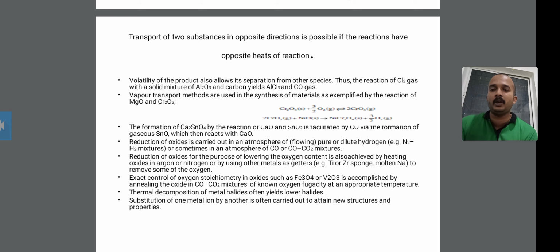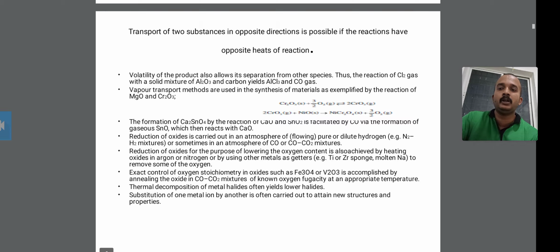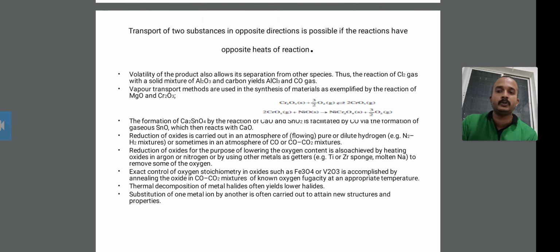Thus, the reaction of Cl2 gas with the solid mixture of Al2O3 and carbon gives AlCl3 and CO gas. Therefore, you have to know about the volatility of the product. The volatility of the product allows separation from other species, which means the species are separated by volatility.